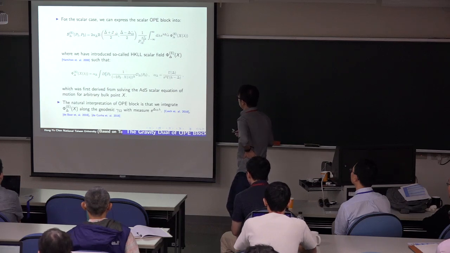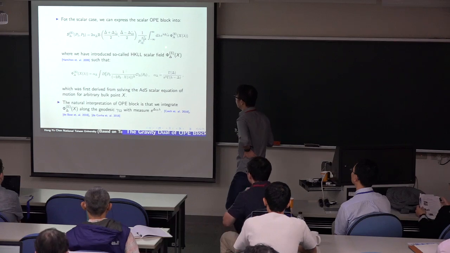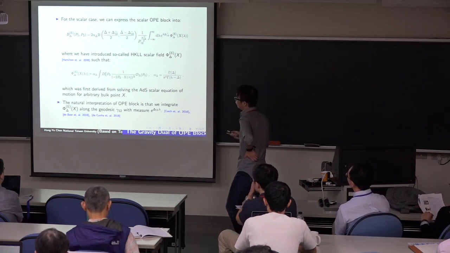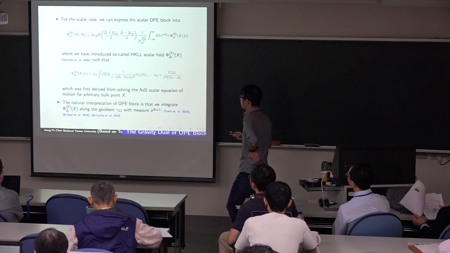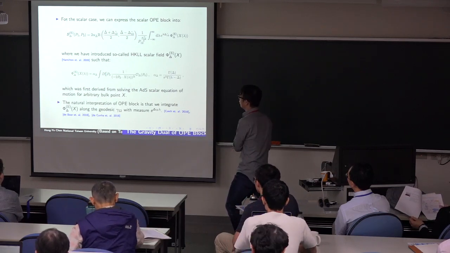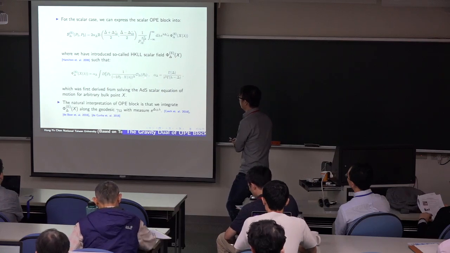So I express this in a very succinct way. We basically define what's known as the HKL scalar field, and it's given in the following integral. I should comment a little bit. This was also done in 2006, and in fact they did it for the more general cases, tensor fields. Let's focus on the simplest case.